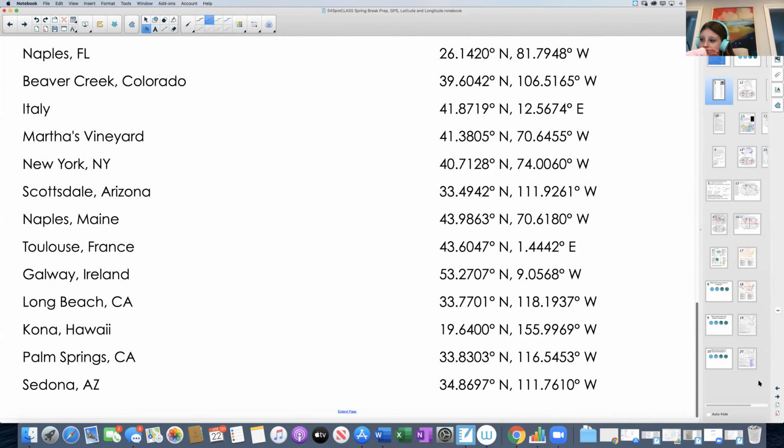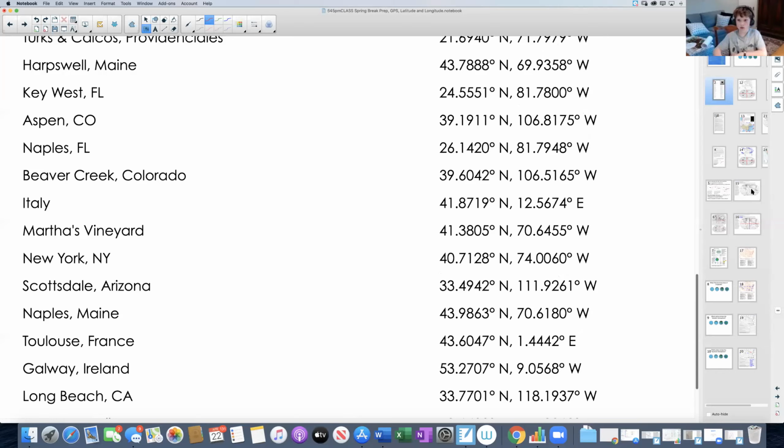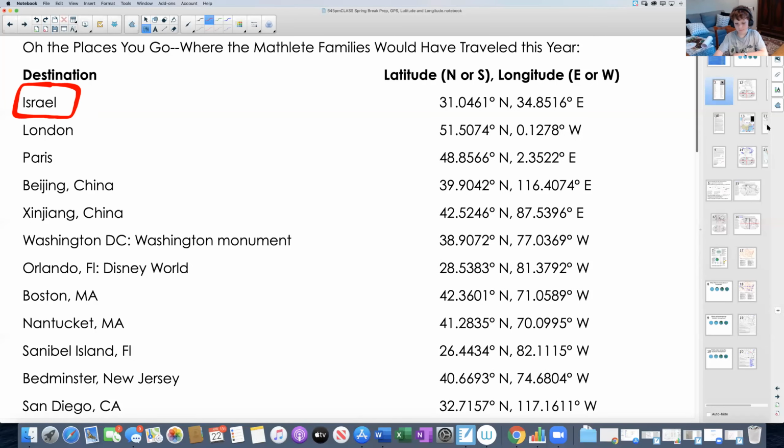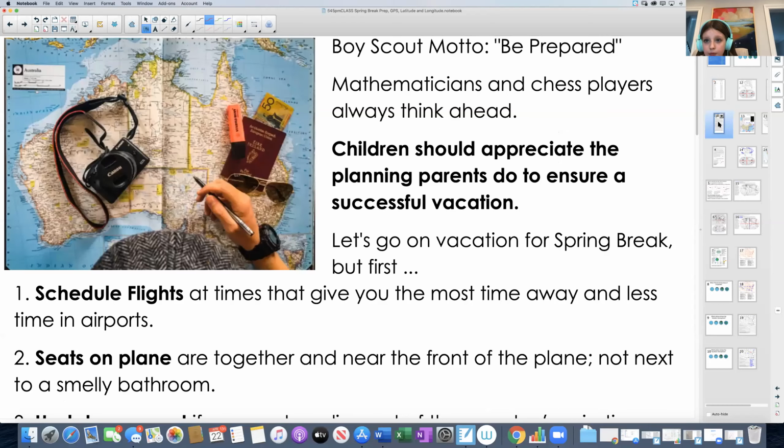Would you guys like to go on a trip with me today? Yes. We're going to go to all these places right now. And here we go. Before we go, though, I want us to think like mathematicians.